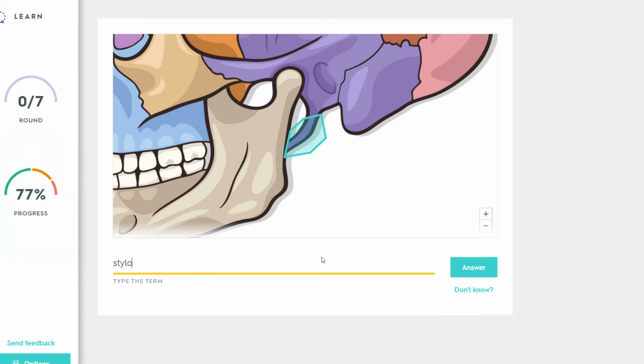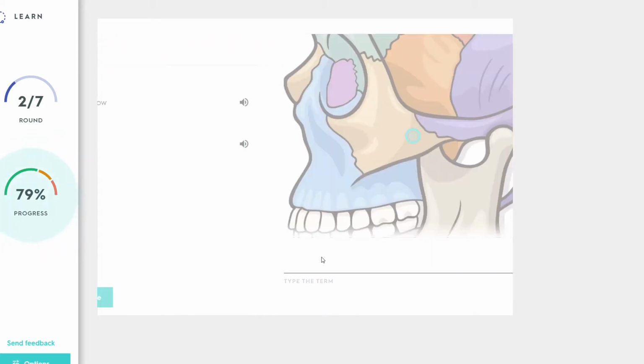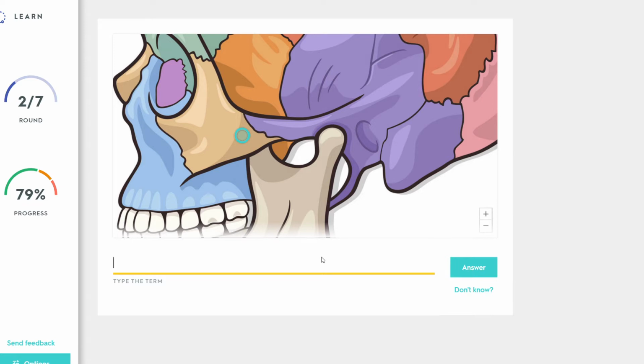Okay, let's go. Styloid process. There are two lines on the temporal bone. This one is the one below. Wait, didn't I answer this? Inferior temporal line. Correct, nicely done. Okay. Zygomatic process of temporal bone.